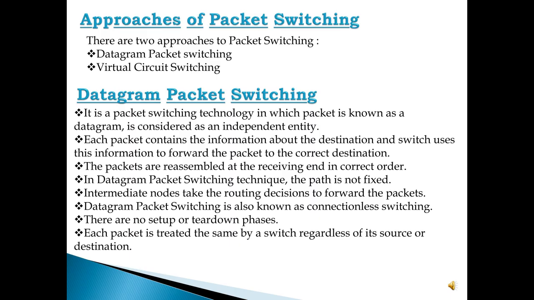Datagram packet switching is a packet switching technology in which each packet, known as a datagram, is considered an independent entity. Each packet contains the information about the destination and the switch uses this information to forward the packet to the correct destination. The packets are reassembled at the receiving end in correct order. In datagram packet switching, the path is not fixed. Intermediate nodes take the routing decision to forward the packets.